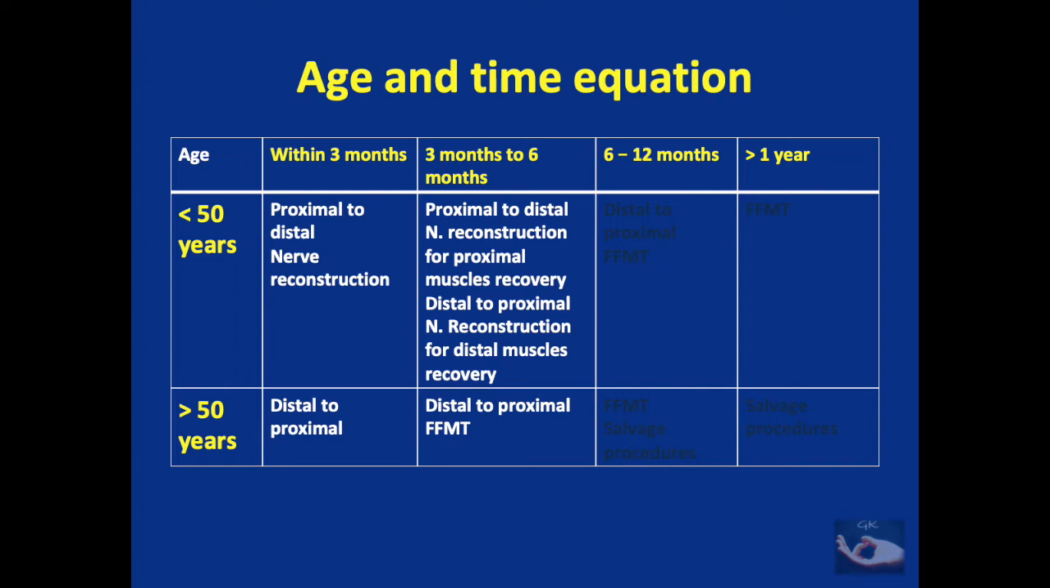For the elderly patient, it is better to plan a distal to proximal repair. If the patient presents later, after 6 months, and is a younger individual, you can plan a distal to proximal reconstruction or a free functioning muscle transfer. If the patient is more than 50 years, it is better to plan a free functional muscle transfer or even salvage procedures. If the patient presents very late or reconstruction has been done but has not worked, it is better to plan free functional muscle transfers for younger individuals, and for elder individuals we can plan salvage procedures.